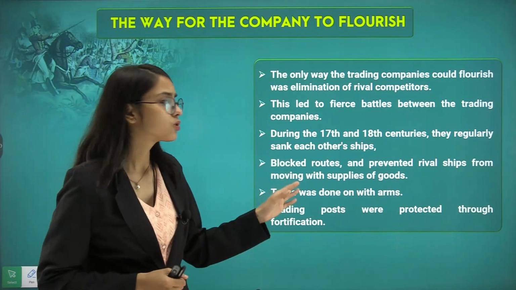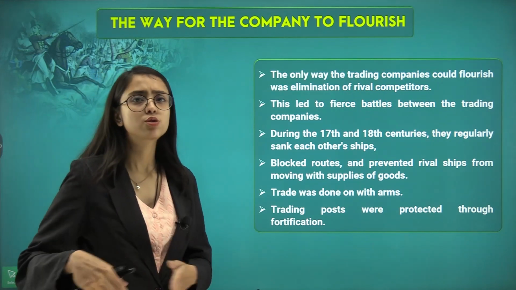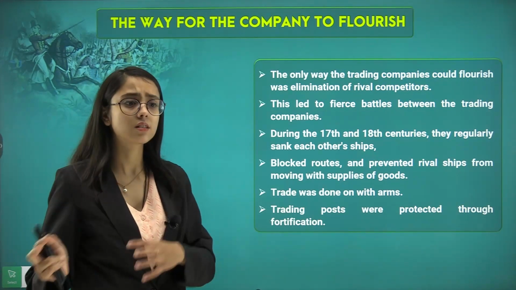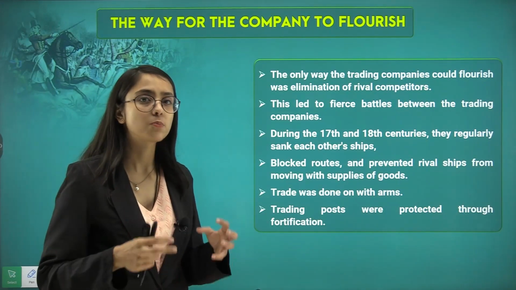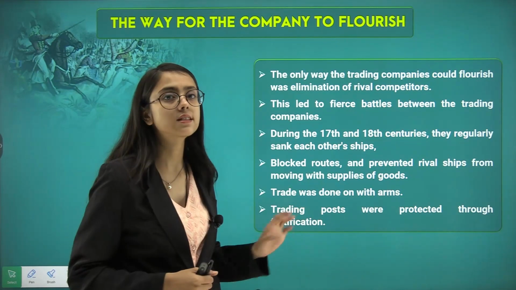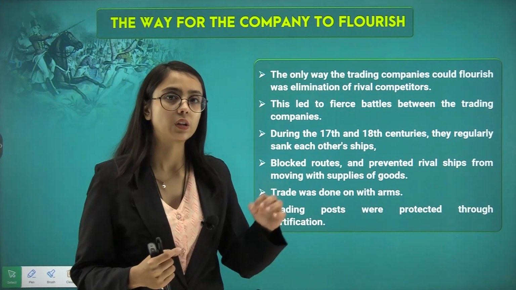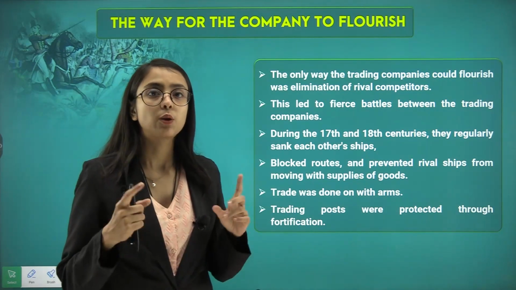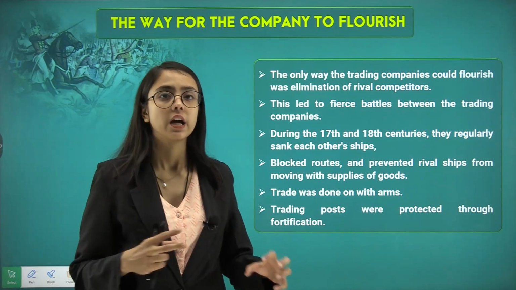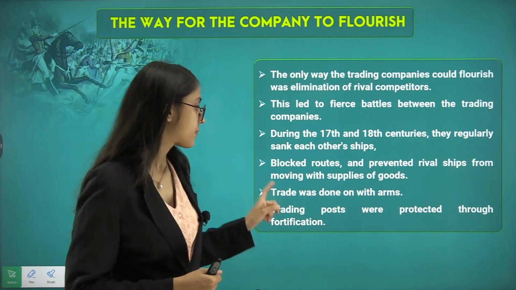They blocked routes, prevented rival ships from moving with supplies of goods. They used to block the shipways and the seaways so that the rival ships could not enter the port. Trade was done with arms. Now this is important to note. Whenever a trading company made trade with the local and native people, it was only done under arms so that it could not be looted or burgled by some rival competitor.